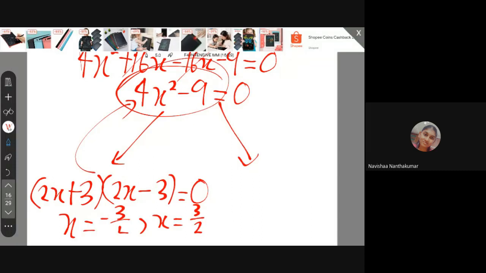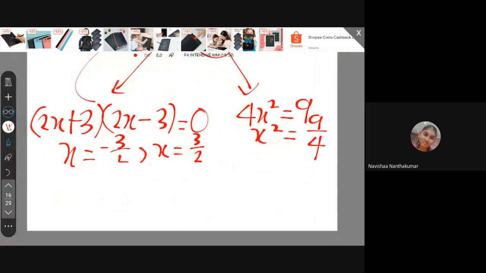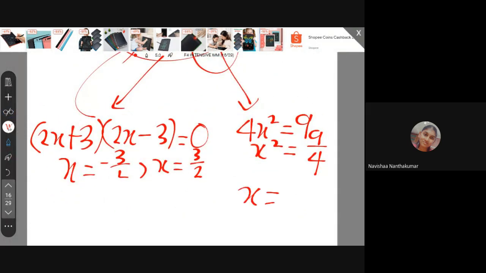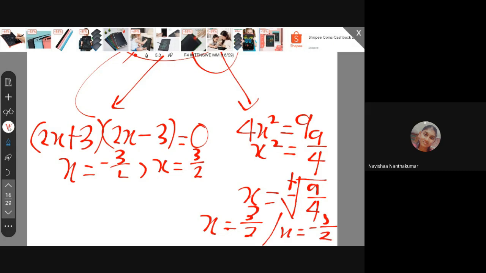Second method, kamu boleh pindah 9 ni ke sini. You can shift 9 to the right hand side. Become like this. And then kamu pindah 4 pula. Jadi bahagi. Okay, so make sure bila kamu punca kuasa 2, when you square root, you always have two values. Satu positif, satu negatif. So you will also get the same answer. X equals 3/2 or X equals negative 3/2.